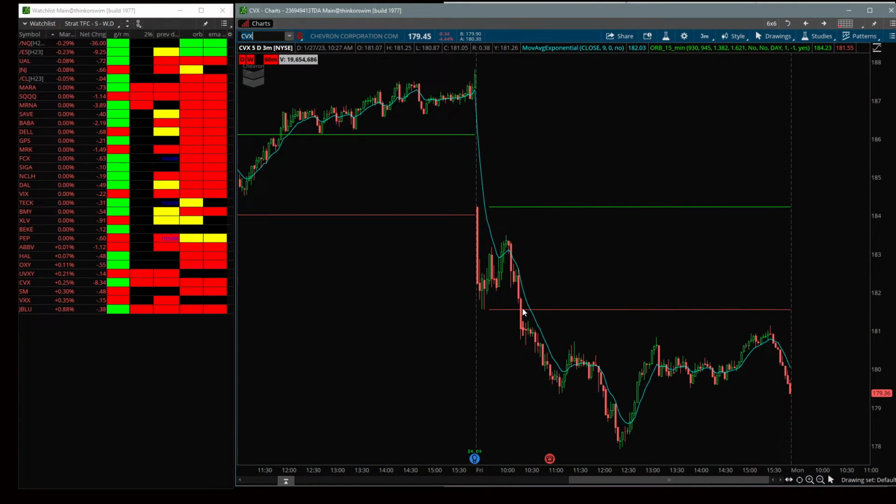So the price is below ORB down. The EMA has long crossed, right? Went down, stayed down, tried to work back up, but never really got close. So it's red on both of those. Okay. And I think that's probably about it as far as that goes.